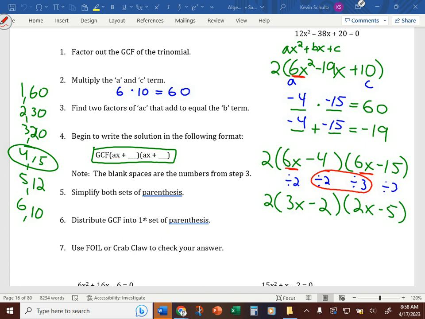Yes, and the negative 2 and the negative 5 multiplied to be 10. And then the inside outside, negative 4 here, negative 15 here, combine to give us negative 19. Then that 2 out in front brings us back to the original anyway. This would be our correct answer.